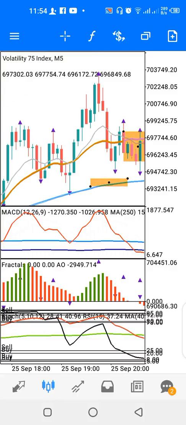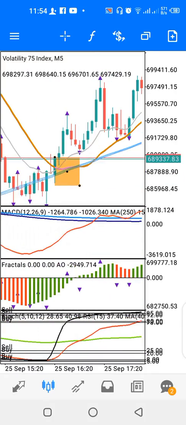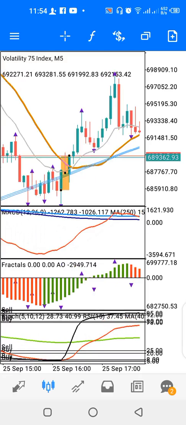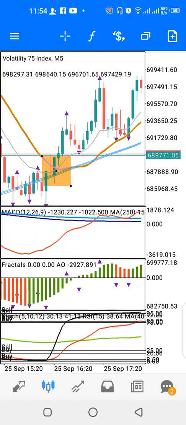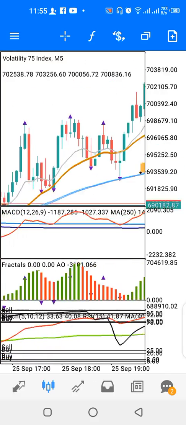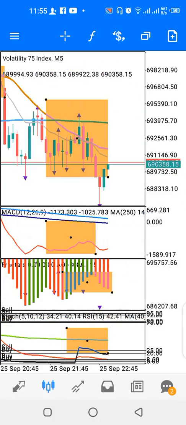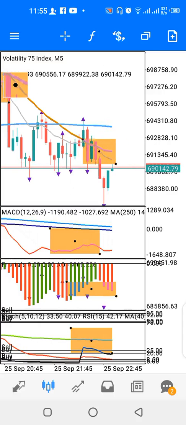So if every other line is above the blue line, I'll look for buy or long positions. But if the other lines are below the blue line, I'll look for short positions. Right now I have the 2 lines above the blue line, so I can look for a buy position which may occur around here. But if the 2 lines are below the blue line, I can look for sell positions around here.